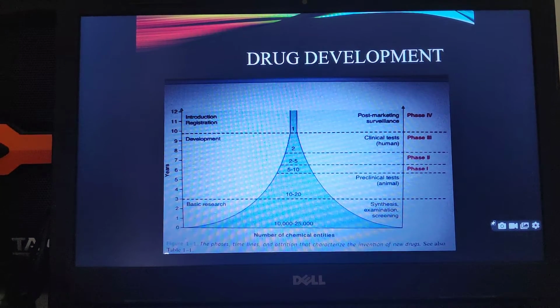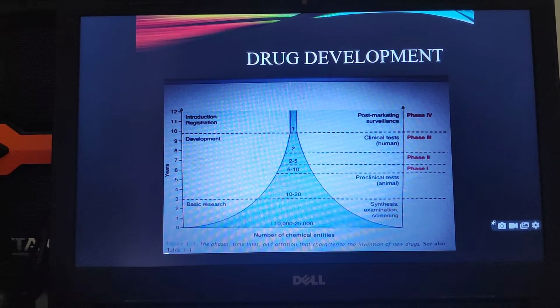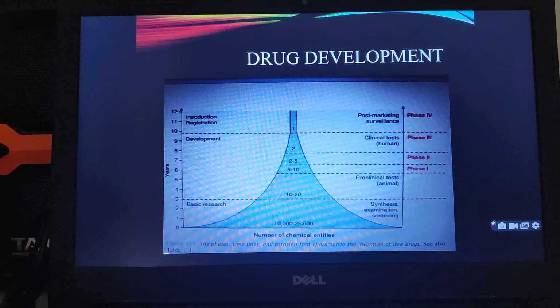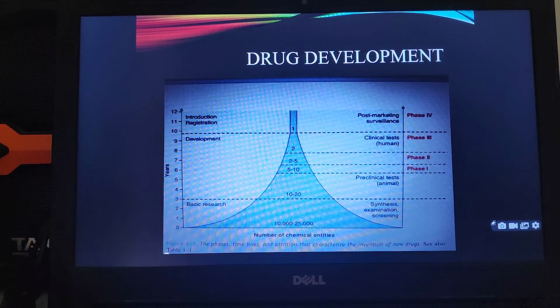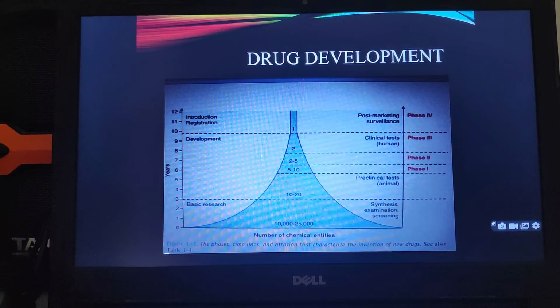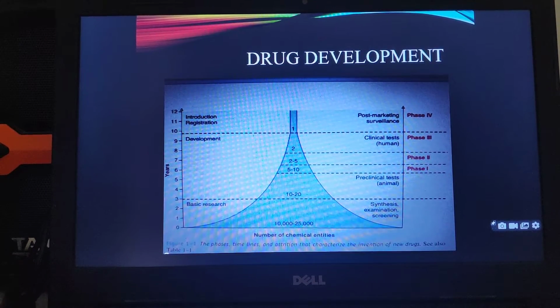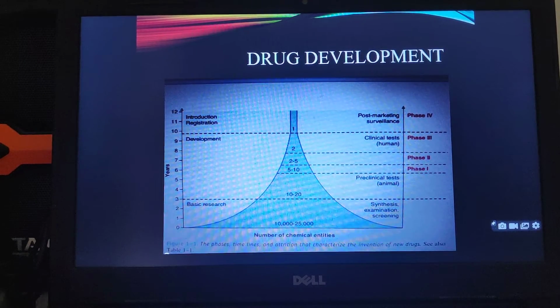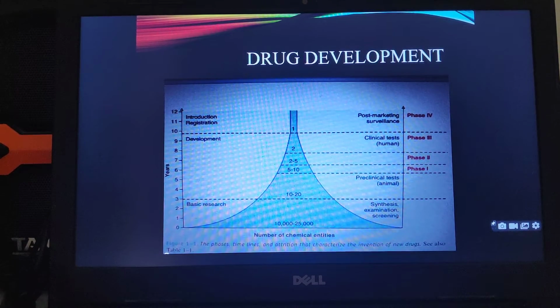A small visual just to give an idea: the process starts from 10 to 25,000 molecules almost on a daily basis. Out of that, only 10 to 20 molecules enter into the animal studies. After that, only 5 to 10 may go for phase 1 clinical trial. I will come to the phases of clinical trial in the subsequent slides. Then 2 to 5 can go into phase 2, 2 may go into phase 3, and finally only 1 molecule can succeed in the market.